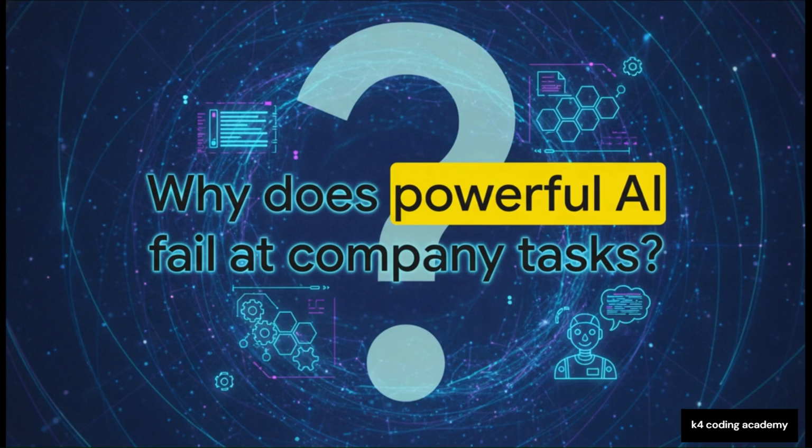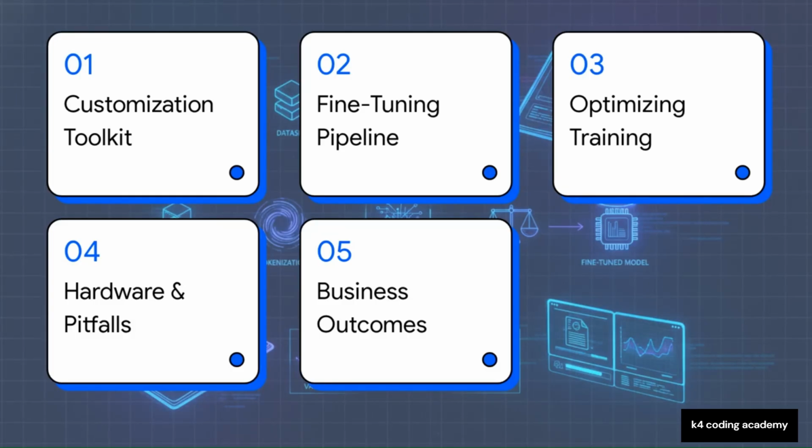It's kind of like hiring an absolute genius fresh out of college. Sure, they're incredibly smart, but they know absolutely nothing about how your specific business actually runs. Okay, so here's our executive summary for today. We're going to start with the customization toolkit, map out the step-by-step fine-tuning pipeline, optimize that training process, tackle the hardware and pitfalls, and finally, prove the real-world business outcomes.